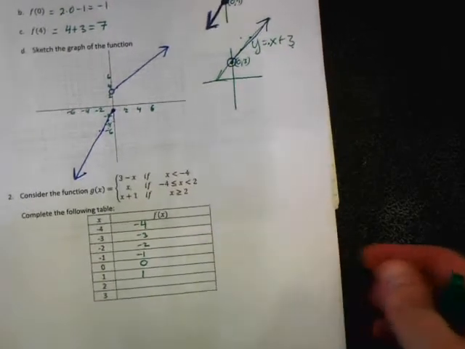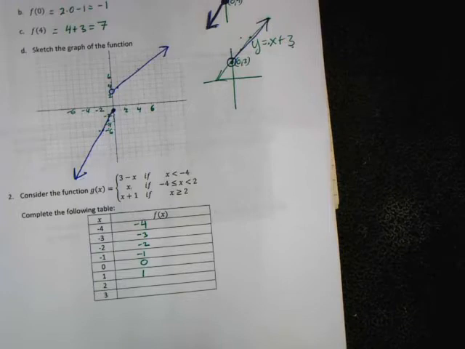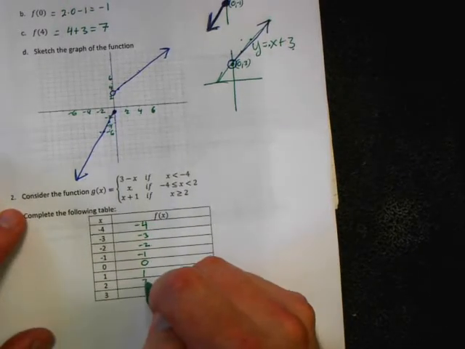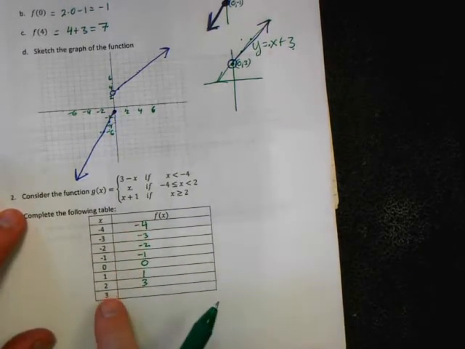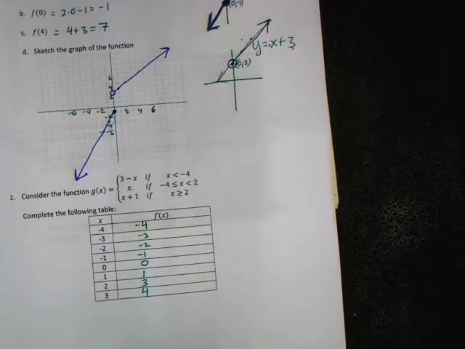Finally, something new. What happens when I plug in x equals 2? I get 3 because now I have to plug it into the bottom rule, don't I? So that's going to be 3. And when I plug in 3, 3 plus 1 is 4. Okay, so it's important that you be able to build a table like that, so you know which rule you have to plug into.